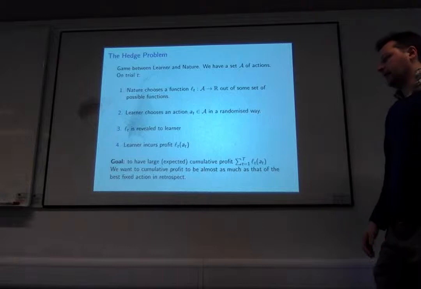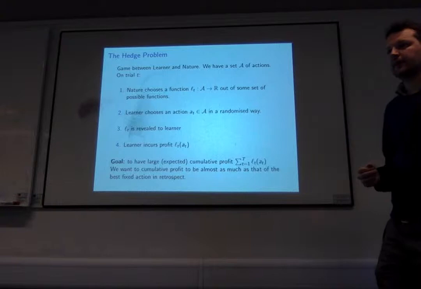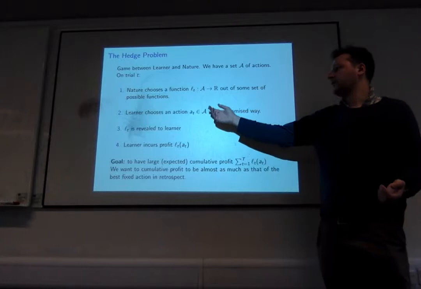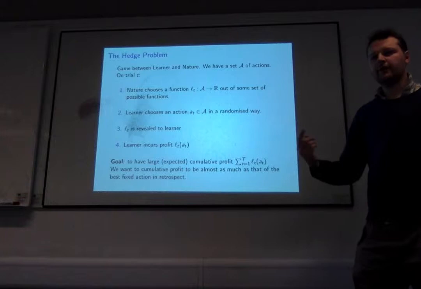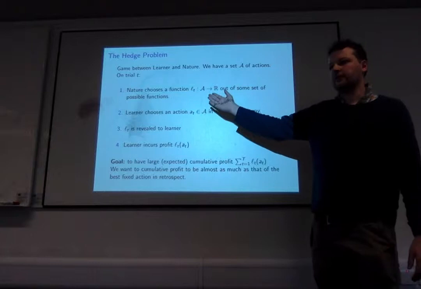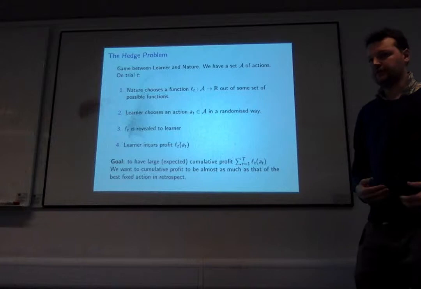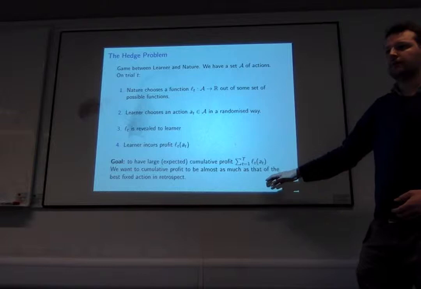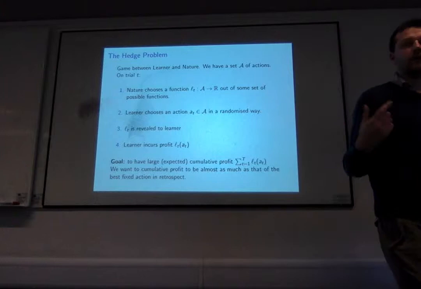And basically, we want this cumulative profit to be almost as good as the best fixed action in retrospect. So after all the training is done, you can see all the loss functions, and you could find the best fixed action. If I was to play this action a on every single trial, I'd get some kind of profit. So the best fixed action is the one which will maximize that total cumulative profit. We want to have almost as much profit as if we had known the best fixed action in retrospect and always played that action. So this is the hedge setting, a very famous setting in online machine learning.